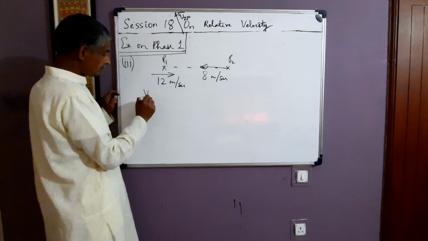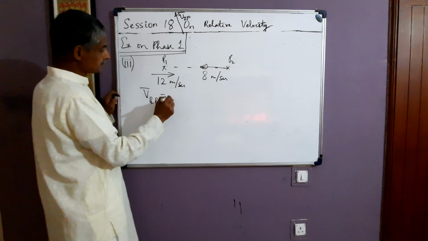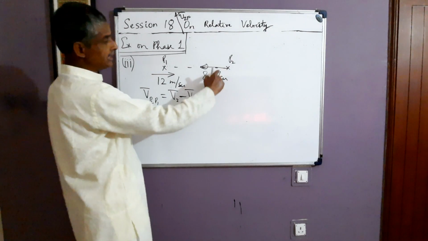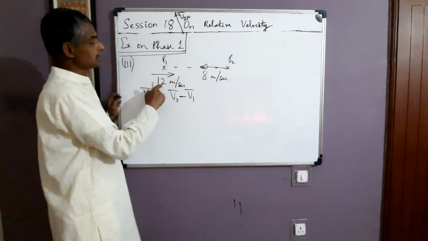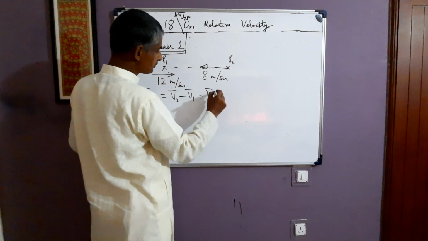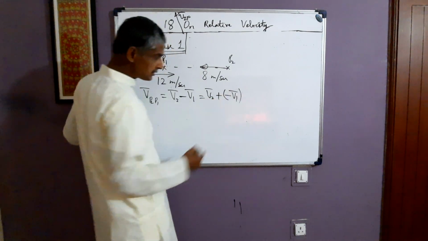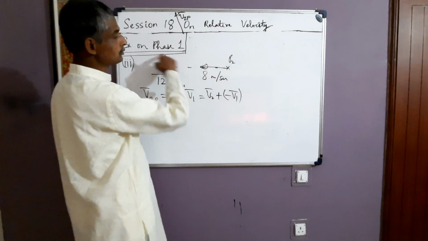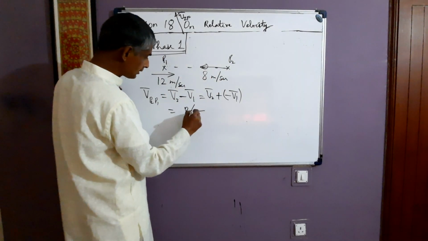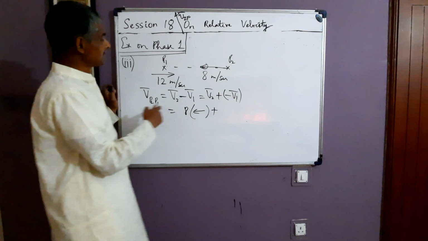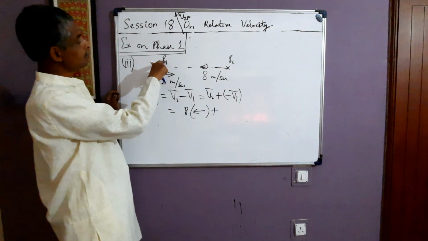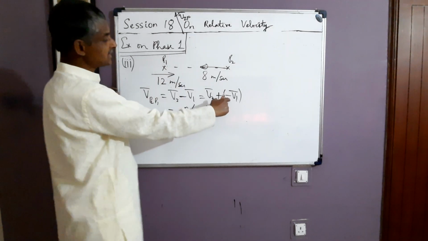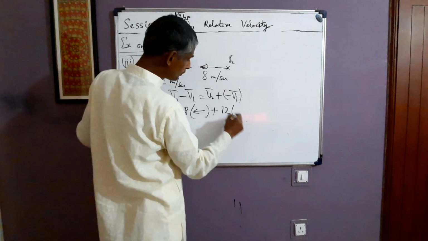So V P2 P1 is nothing but V2 minus V1. V2 is the velocity of P2, 8 left, and V1 is the velocity of P1, 12 right. That is same as V2 plus reverse of V1, that is minus V1. V2 is the velocity of P2 with respect to ground, 8 left. Minus V1 is the reverse of the velocity of P1 with respect to ground. Velocity of P1 is 12 right, so minus V1 will be 12 left.